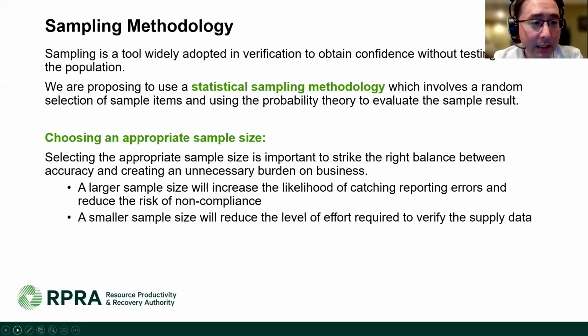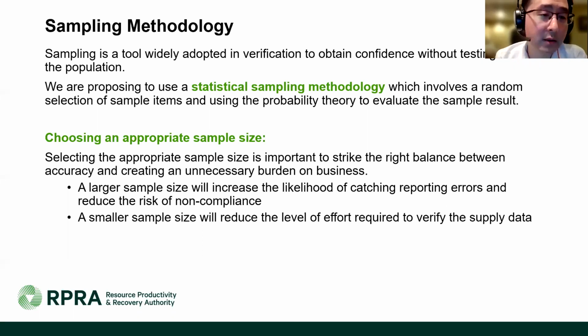Yeah, so the last section of this consultation is about sampling methodology. Sampling is a tool widely adopted in verification to obtain confidence without testing 100% of the population. The authority is proposing to use a statistical sampling methodology, which involves a random selection of sample items and the use of probability theory to evaluate the sample result.